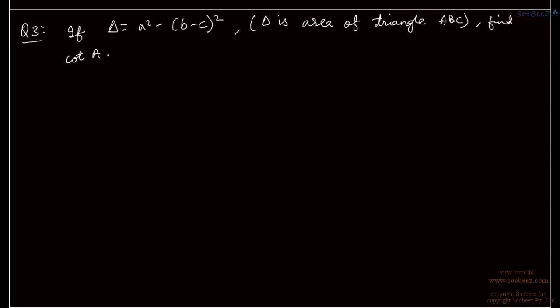Okay, if delta is the area of the triangle here. So if area of triangle is given as a squared minus b minus c whole squared, we are supposed to find the cotangent of angle A. Fine. So let's see how to do this question.